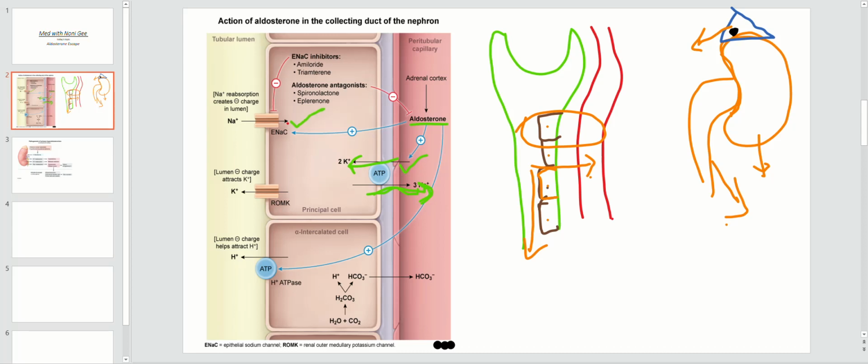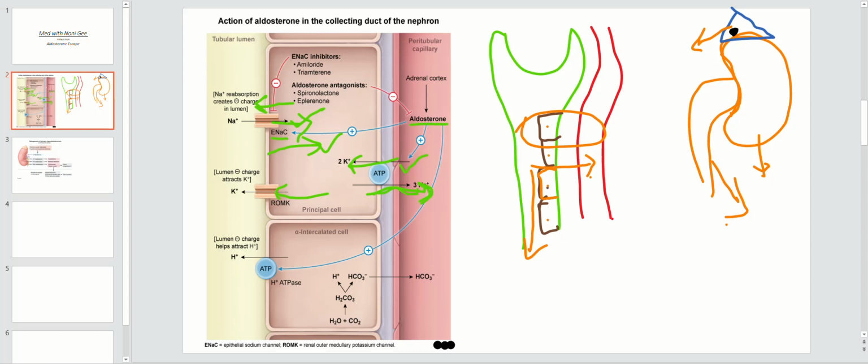Secondly, it causes activation of this channel, which is ENaC, the epithelial sodium channel. Through ENaC, sodium moves inside the endothelial cells from the lumen. When sodium, which is positively charged, moves inside the cell, you are creating a negative charge towards the lumen side. To balance that negative charge, potassium will move out through this channel, which is called the renal outer medullary potassium channel. So potassium will go out.